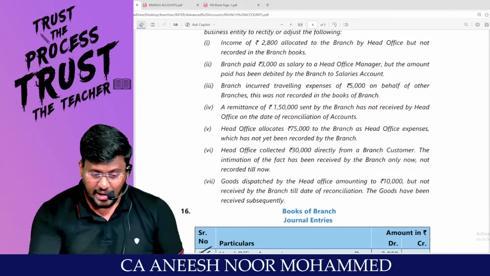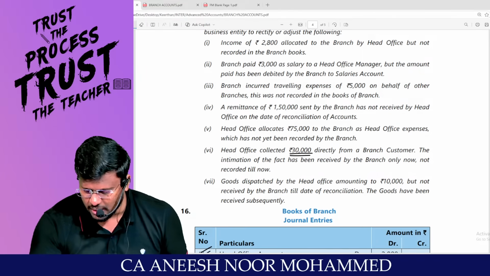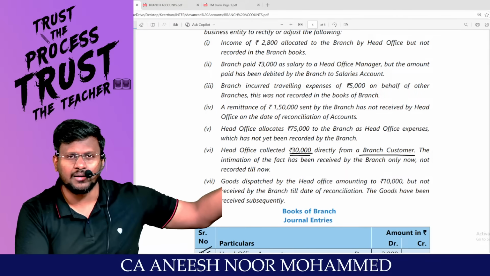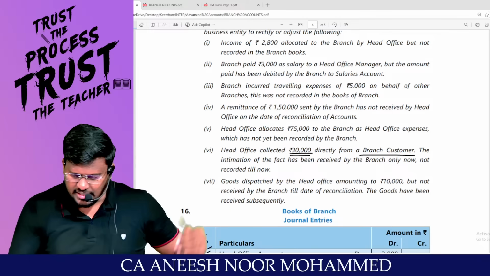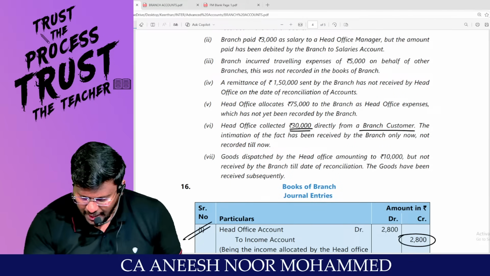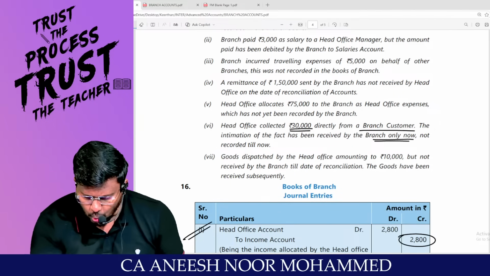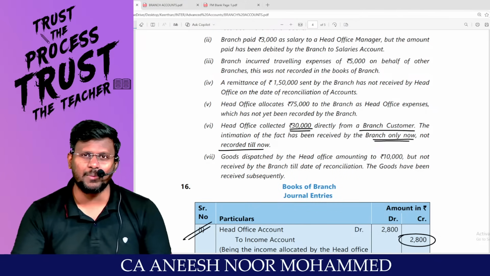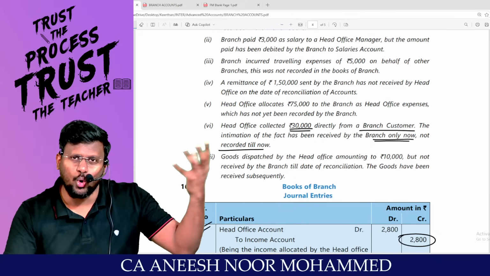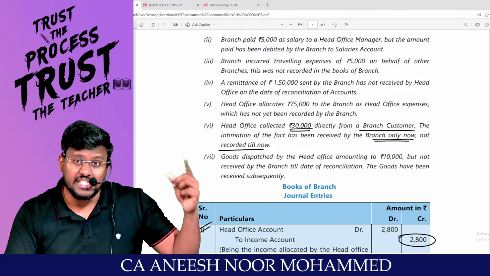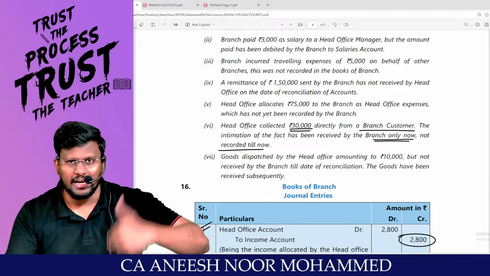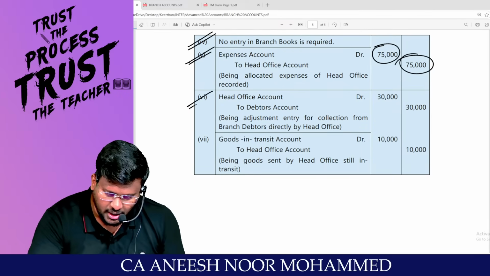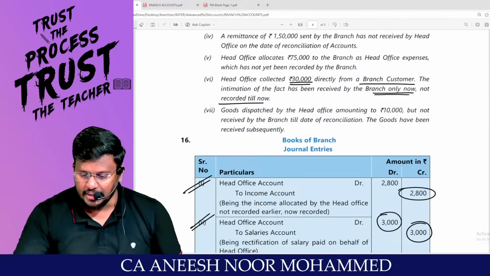Come on. Head office collected 30,000 rupees directly from a branch customer. Head office collected my customer's money. Sir, the intimation of the fact has been received by the branch only now, not recorded till now. That means, my dear lovable students, my money is now held by head office. It is receivable from head office. But my debtor has already paid to head office. So debtor balance should be reduced. So the entry should be head office account debit to debtor account 30,000.